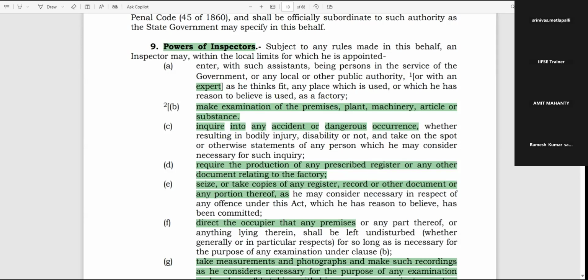Then he has power to require the production of any prescribed registers or any other documents related to the factory. Okay, he can ask for the registers, whichever registers he would like to see. Yes, Lakshmidas. Yes, sir.